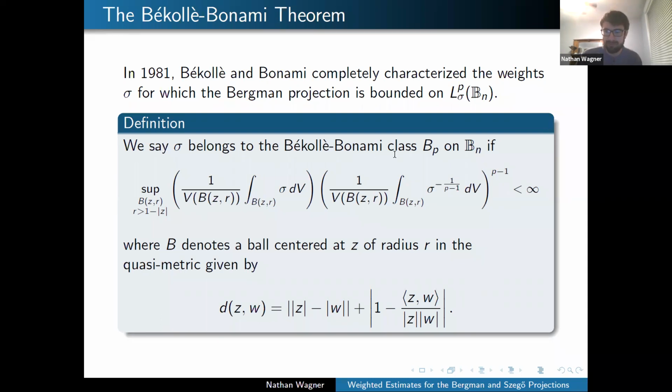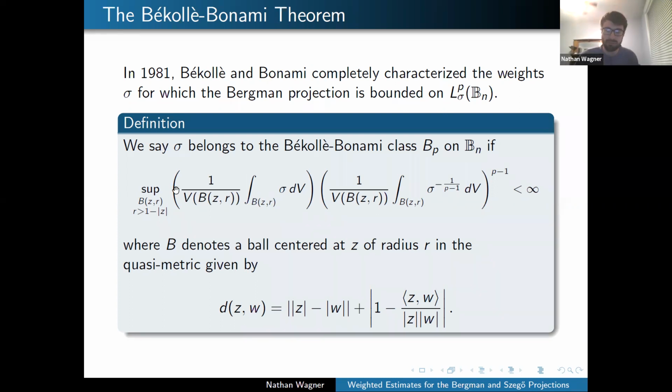Okay, and how do we define these weight classes? Well, Bekolle-Bonami got a weight class named after them. We call them BP weights on the ball. And what you do is you look at this condition, which is essentially an AP condition. It's an AP condition with respect to this quasi-metric on the ball that I believe was originally due to Korani, this quasi-distance. And you look at balls in this quasi-metric, but you don't take the supremum over all possible balls.